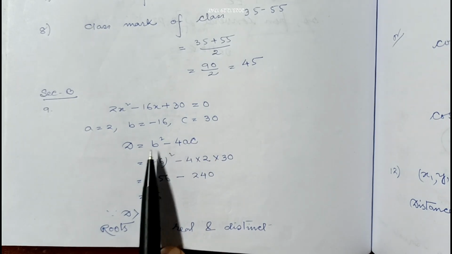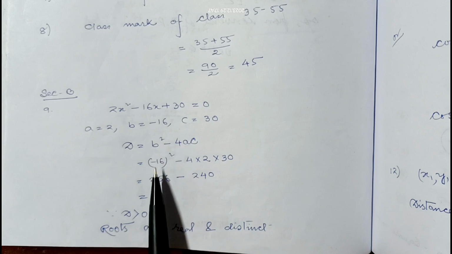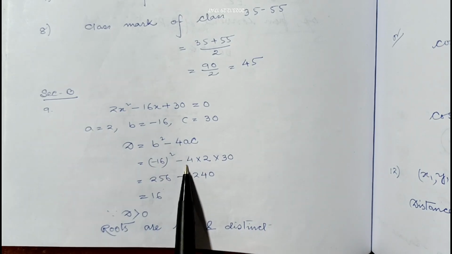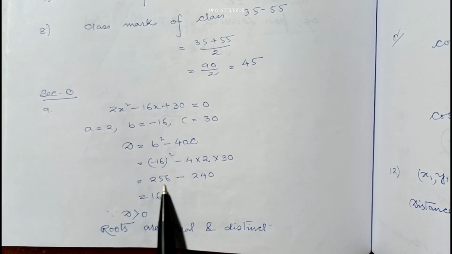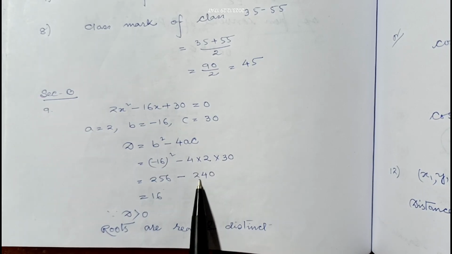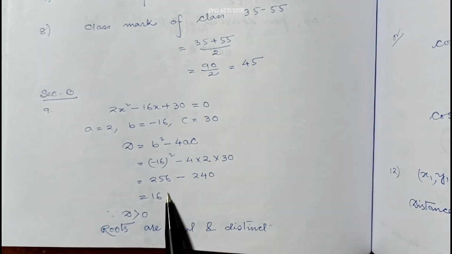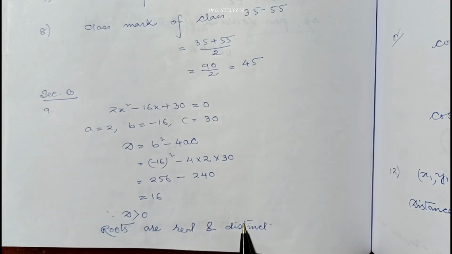We have to find the discriminant and the formula is b square minus 4ac. So b square, that is minus 16 square, minus 4 into a is 2 and c is 30. 16 square is 256 minus 4 into 2, 3 8s are 24, which will give 240. If I subtract, it will be 16. Since discriminant is greater than 0, therefore roots are real and distinct.